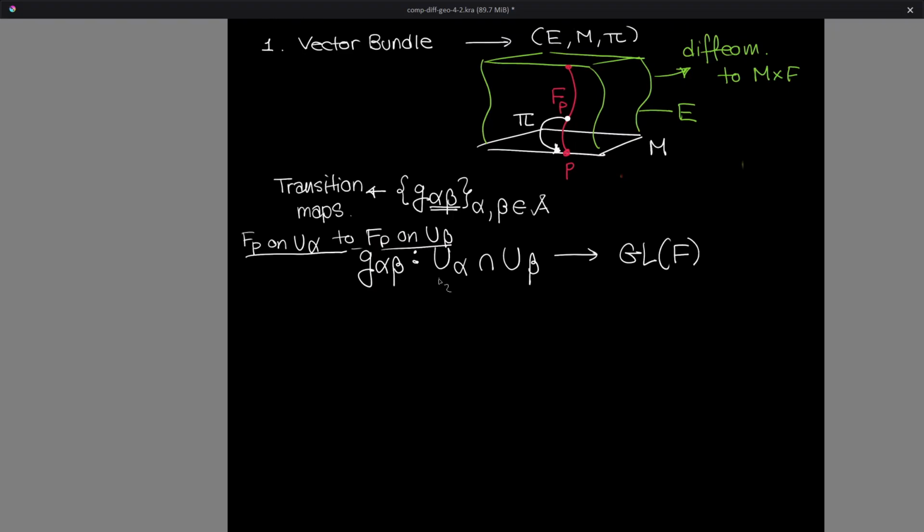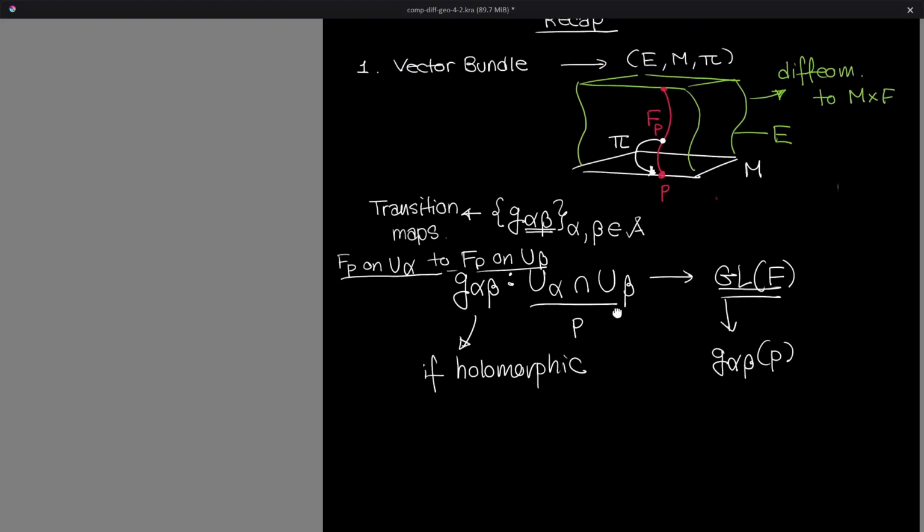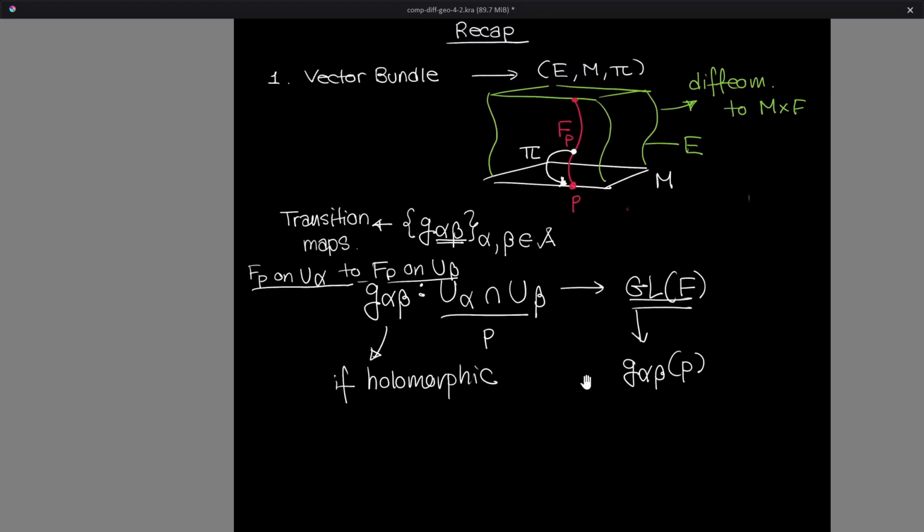So what this is saying is that for a given p, I will give you a linear map. That linear map we will call g_αβ(p), and this is a linear map on F. So this is going to act on vectors in F. If this is holomorphic, then we get something called a holomorphic vector bundle.